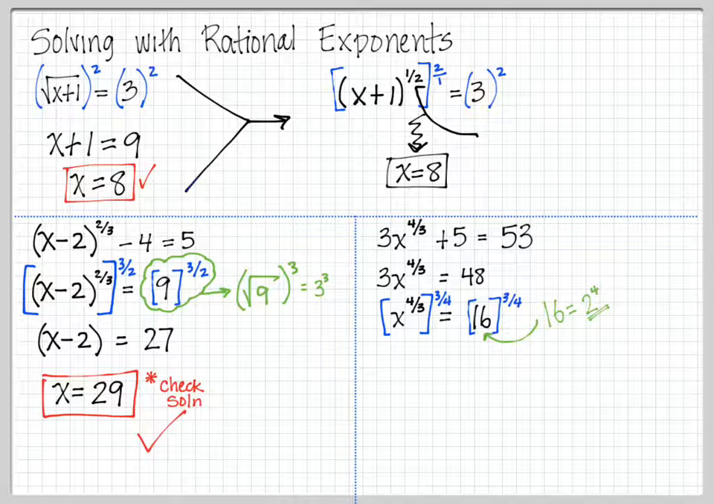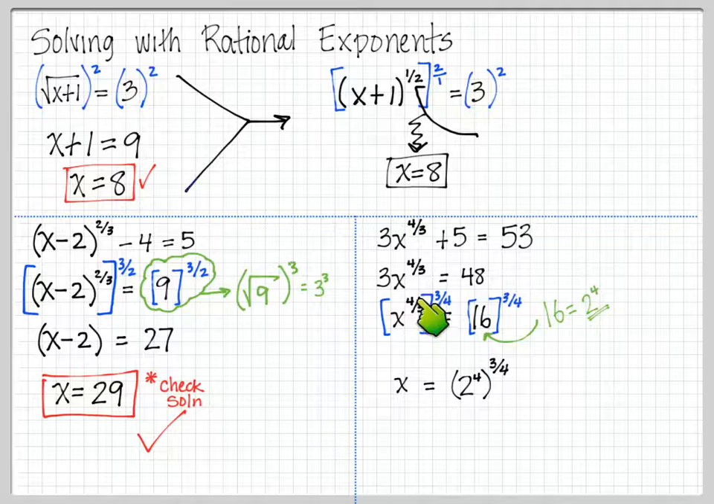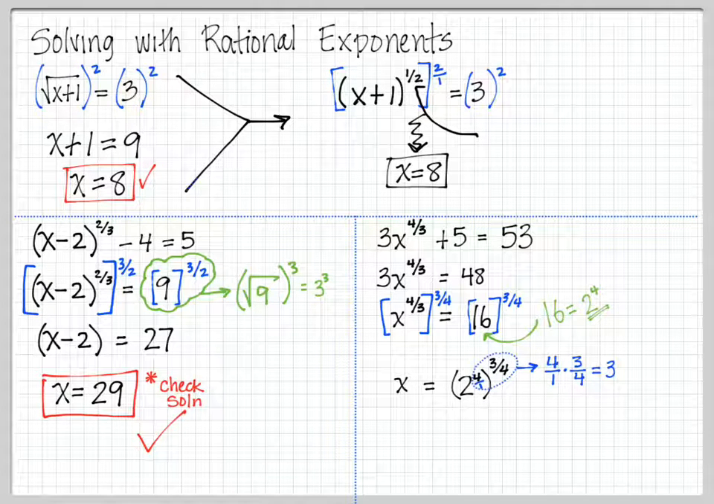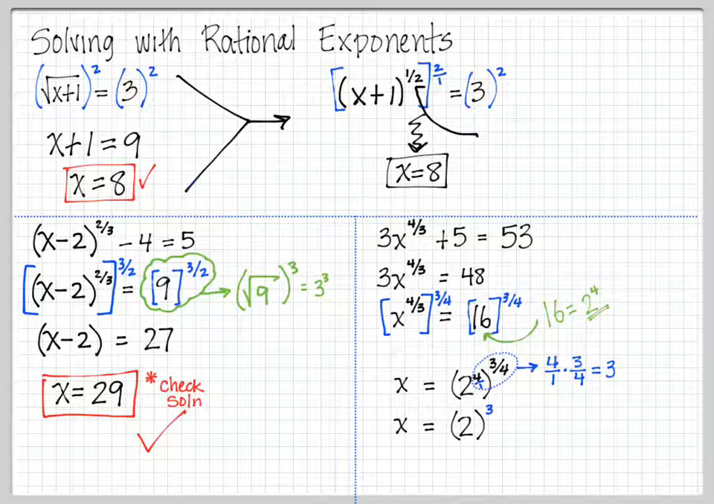And I'm thinking about that 16. 16 happens to be 2 to the 4th. So on the left-hand side, that just canceled out to 1, so I got x. And here I wrote my 16 as 2 to the 4th and to the 3/4 power. And remember that I'm just multiplying those, so that's 4 over 1 times 3 over 4, which is 3. And so I get x equals 2 to the 3rd, which is 8.